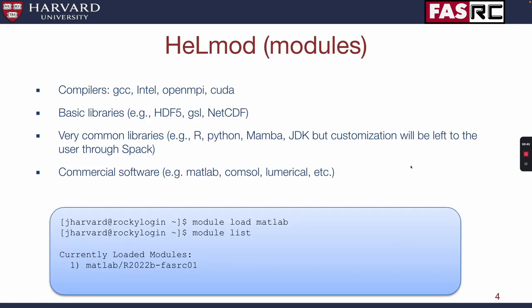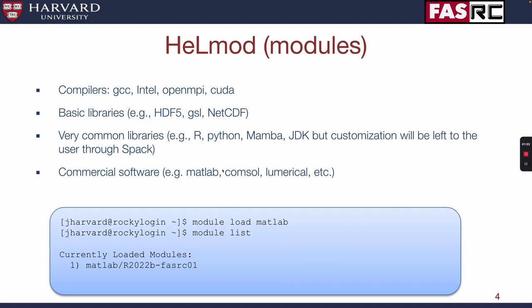For HelmMod modules, we'll have compilers such as GCC, Intel, OpenMPI, and CUDA. We'll have basic libraries such as HDF5, GSL, NetCDF. We'll also have very common software like R, Python, Mamba, JDK, but customization will be left to the user through Spack. For example, if you need a certain library compiled with a specific compiler, then you can do that through Spack. Also, commercial software will be available through modules.